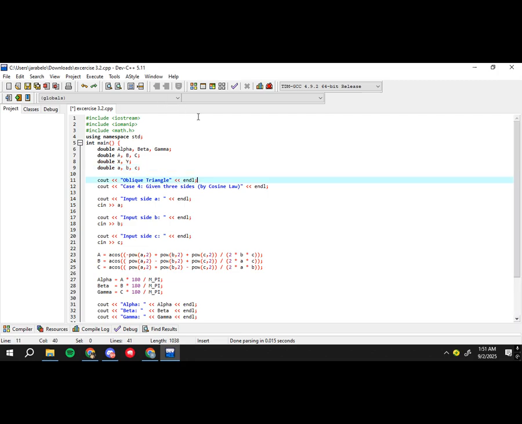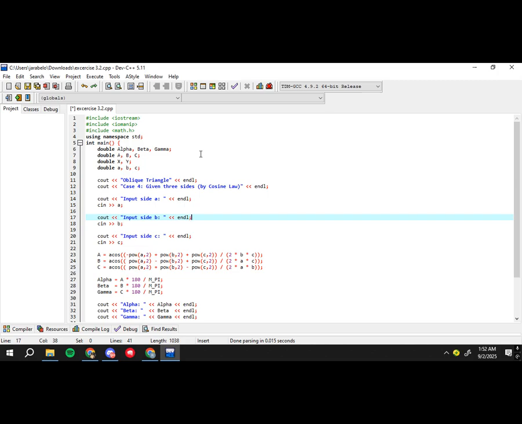For the cout oblique triangle, this line prints the title oblique triangle. For the cout case for given three sides, by cosine law, this line explains that the program solves a triangle when three sides are given using the cosine law. For the cout input side A, this line enters the value of side A, and for the cin A, it reads the value of side A.